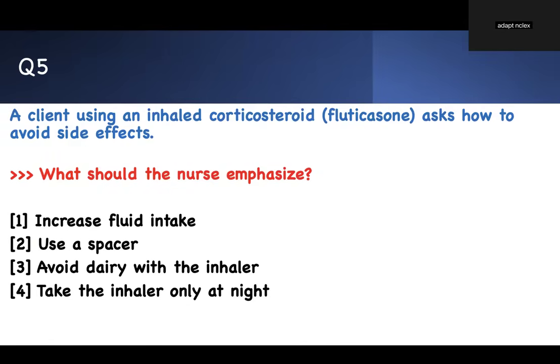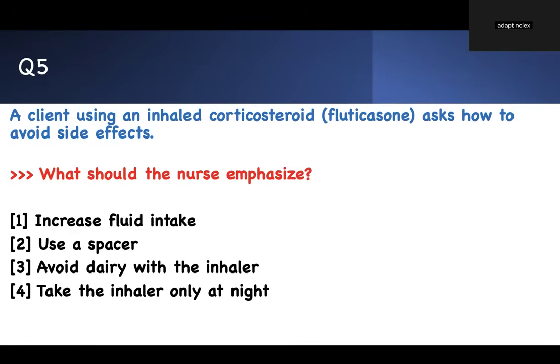A client using an inhaled steroid asks how to avoid side effects. The name does not matter, it's a steroid. What should the nurse emphasize? Increase fluid intake. Avoid diarrhea with the inhaler. Use a spacer. Take the inhaler only at night. Think about it. I'm inhaling a steroid and I want to prevent what? The complications associated with it.